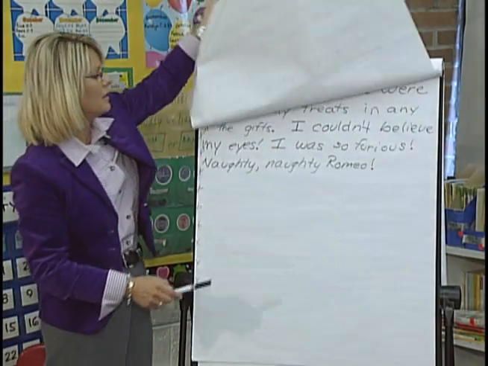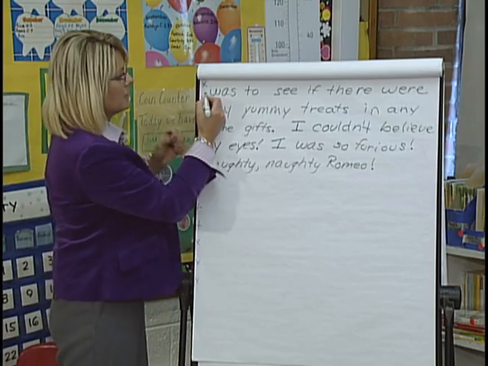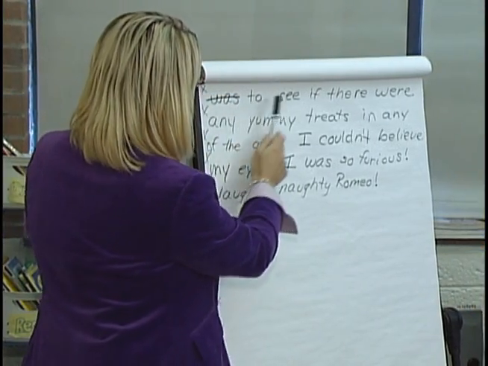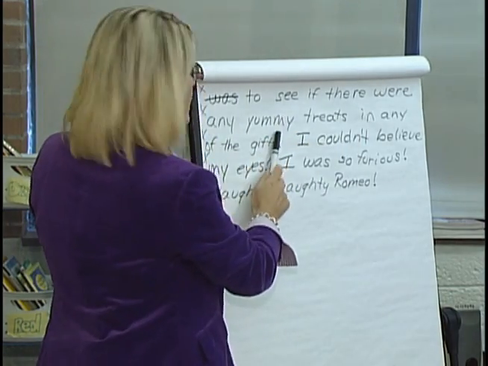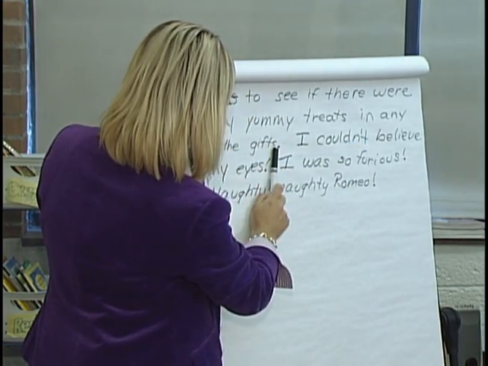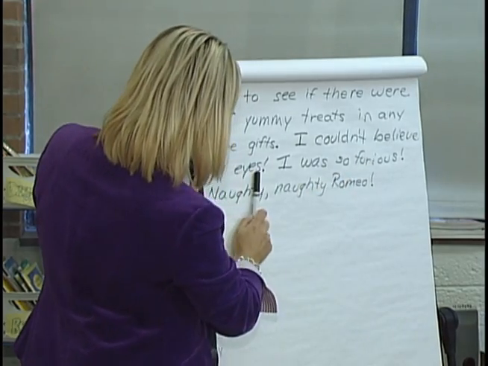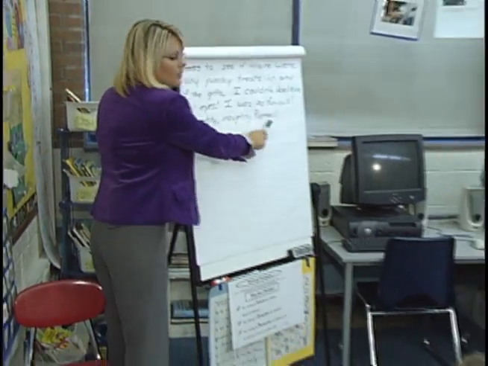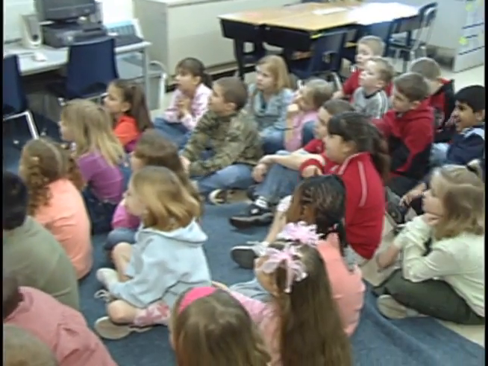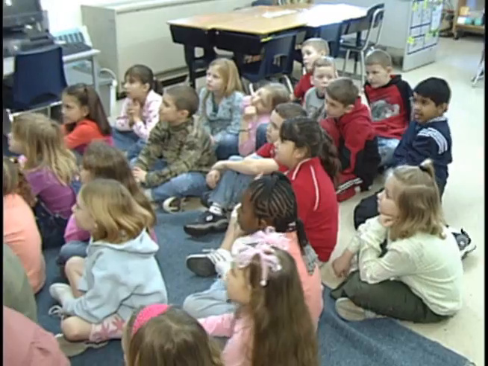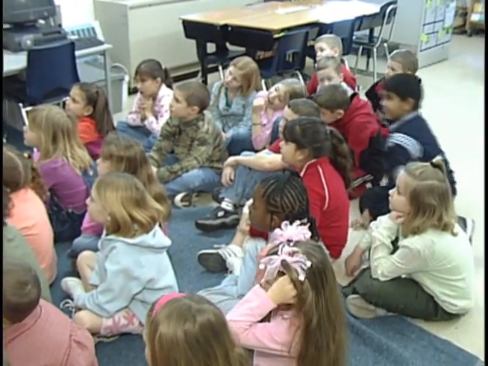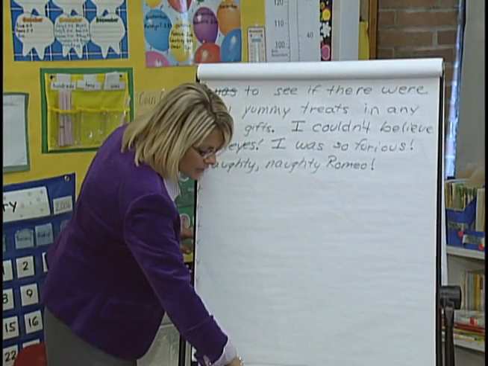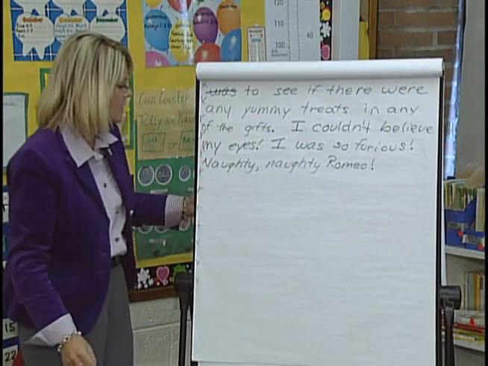Romeo wanted, and I got to revise it. I'm going to take this word out because it didn't make sense. Wanted was, doesn't make sense. Wanted to see if there were any yummy treats in any of the gifts. I couldn't believe my eyes. I was so furious. Naughty, naughty Romeo. Okay. Now, I'm done with my writing. I asked myself, does it make sense? Yes. And the place where it didn't, I just revised it and I crossed it off to make it sound better. That's something that you need to do as well when you go back and reread your writing.